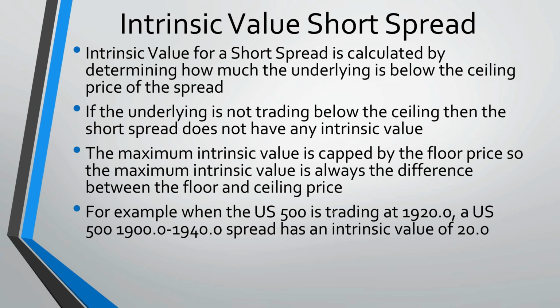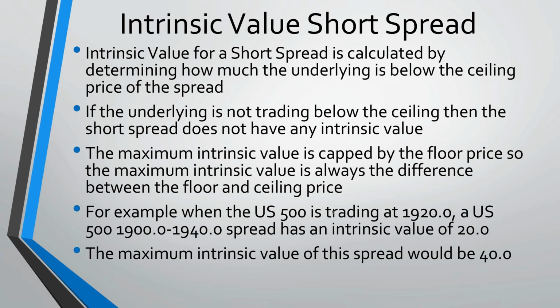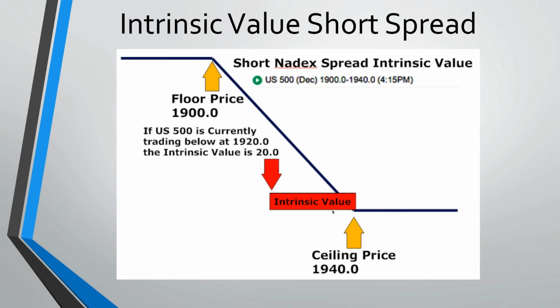The maximum intrinsic value is always the difference between the floor and the ceiling price. For example, when the US 500 is trading at 1920, a US 500 1900-1940 spread has an intrinsic value of 20. It's trading $20 in the money. The maximum intrinsic value of the spread would be 40. Again, that's obtained by always subtracting the floor from the ceiling price. Let's take a look at the intrinsic value of a short spread. Now the US 500 is trading at 1920, which is 20 below the ceiling price, so it has an intrinsic value of $20. If it went to expiration immediately, the spread would be worth $20. That's intrinsically what it's worth.